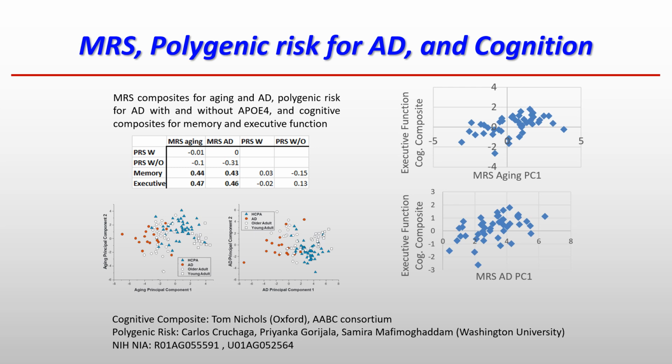During the writing of the AABC, our collaborators, led by Tom Nichols, developed composite cognitive scores from the cognitive instruments that we administered during the HCA. He developed these cognitive composites in each of the memory and executive domains. Similarly, our collaborator, Carlos Cruchaga, contributed his expertise to calculate polygenic risk scores. He applied the standard practice of calculating polygenic risk scores with and without ApoE4 status in the data set.